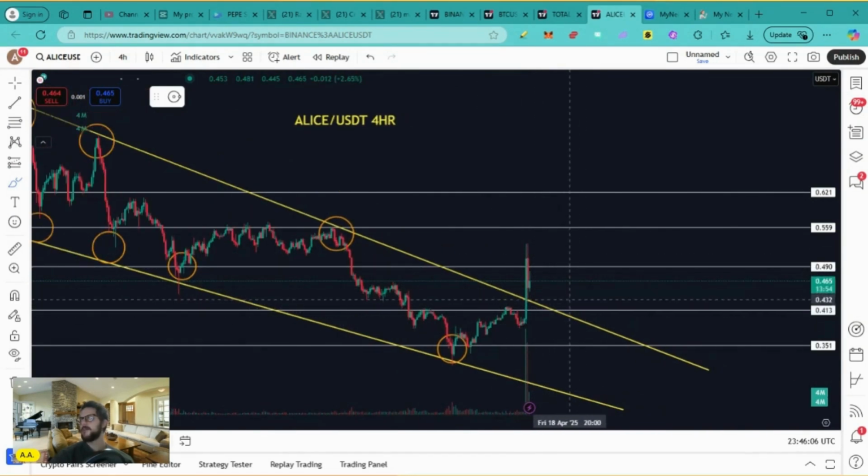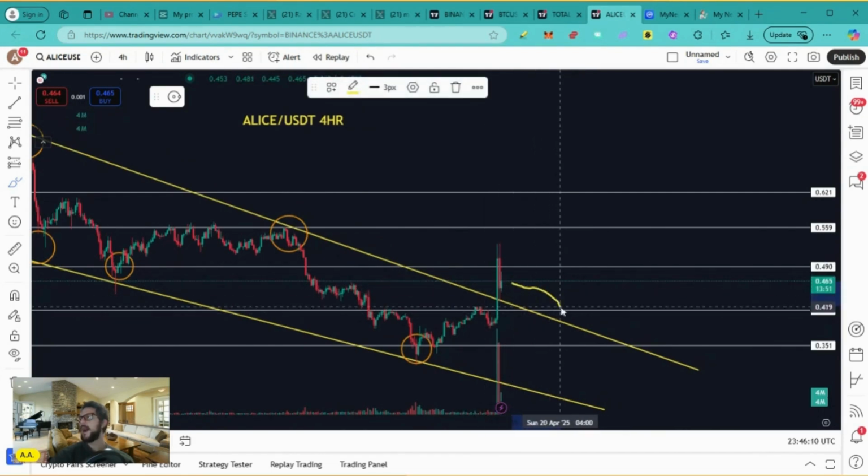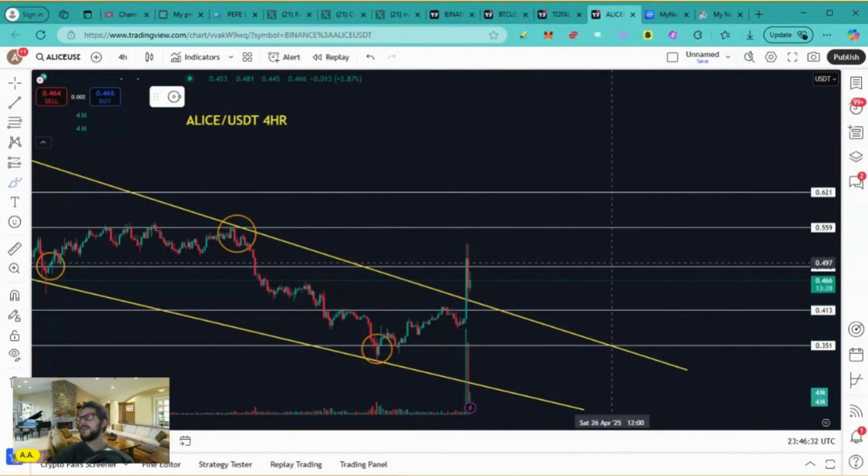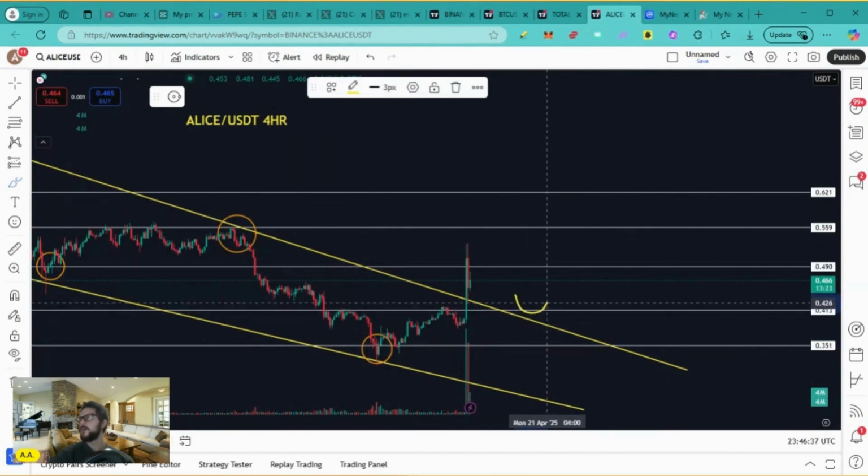So, to summarize, plan A, Alice might pull back and bounce at this key level of support that's located at 0.413. If Alice experiences an even deeper pullback in the coming days, we might see a pullback all the way down here to this next key level of support that's located at 0.351. So watch for a bounce at these key levels of support. If we bounce here around 41 cents, this can potentially be a higher low idea, very bullish.